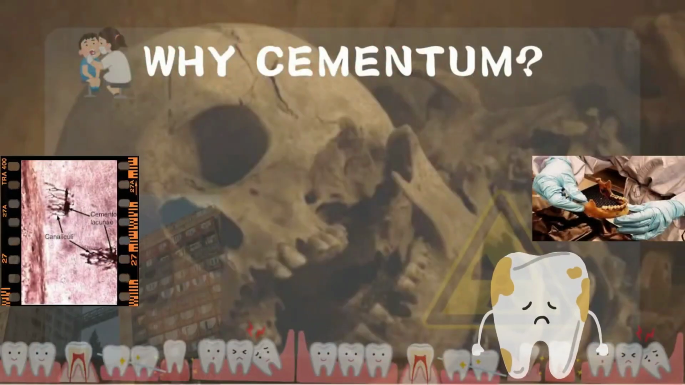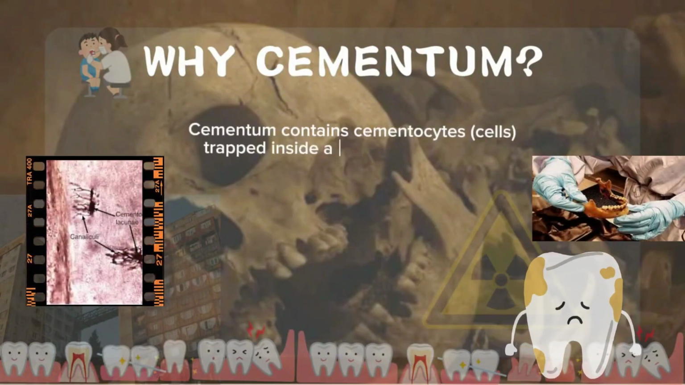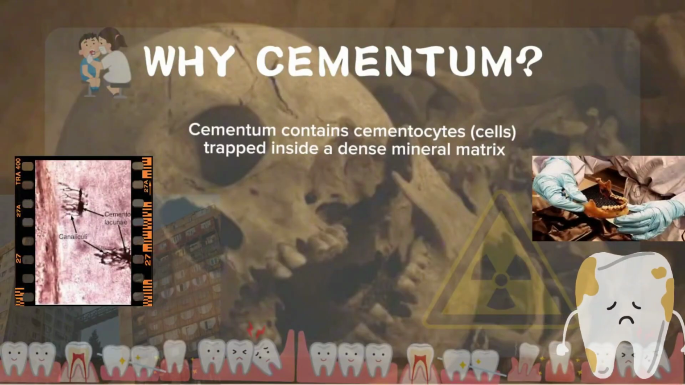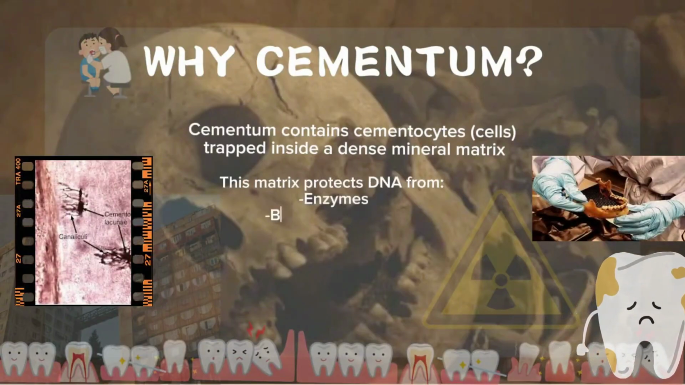So what makes cementum so special? The answer lies in its structure. Cementum contains cells called cementocytes, and these cells are locked inside tiny spaces surrounded by a dense mineral matrix. Think of it like a natural vault. This vault protects the DNA from 3 main threats: the enzymes that would break it down, the bacteria that would consume it, and the chemical decay from the surrounding environment.